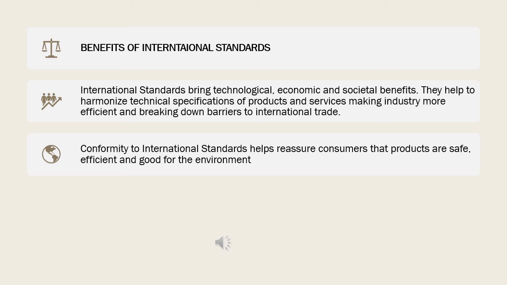How? They help to harmonize technical specifications of products and services, making industry more efficient and break down the barriers to international trade. So when Rwanda adheres to standards established by ISO, as we saw in the beginning, that reduces barriers and harmonizes the technical specifications of products and services which are made in Rwanda, and they can easily be marketed on the international market just as other countries are doing.